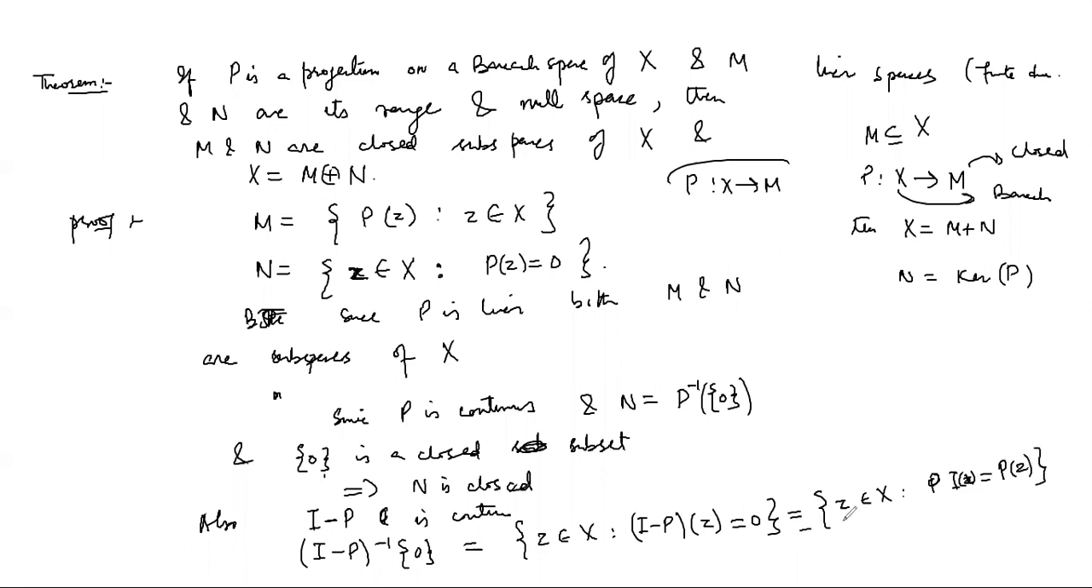Okay, that is all Z belonging to X such that P of Z is equal to Z. So that is nothing but M. I minus P is continuous, because we know that all bounded linear operators on a space form a vector space. Since P is continuous, I minus P is also continuous, and M is the inverse image of the singleton set {0}, which is of course closed. Therefore M is closed.